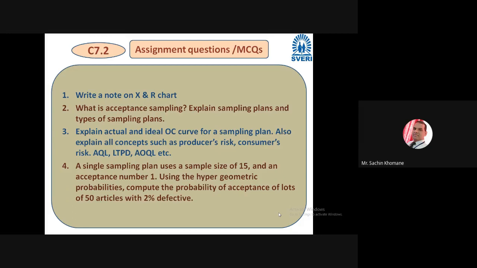Then the last question for this chapter assignment is a numerical. A single sampling plan uses a sample size of 15 and an acceptance number 1. Using the hypergeometric probabilities, compute the probability of acceptance of lots of 50 articles with 2% defective. So we are going to solve such numericals. One sample numerical I have mentioned here.